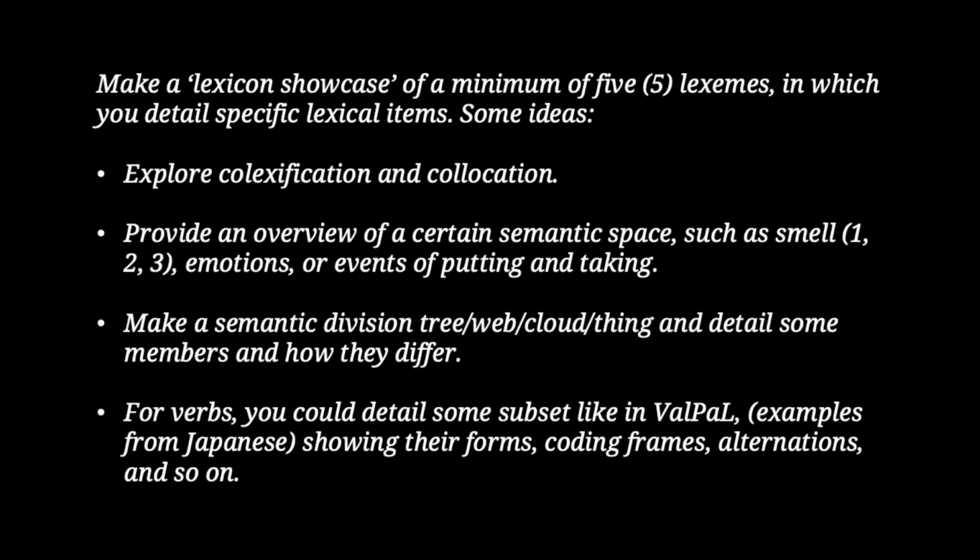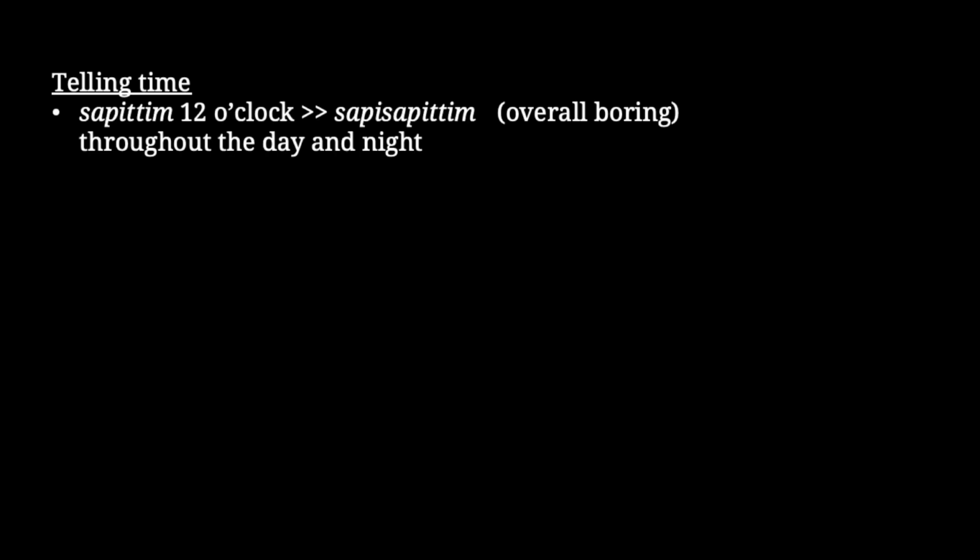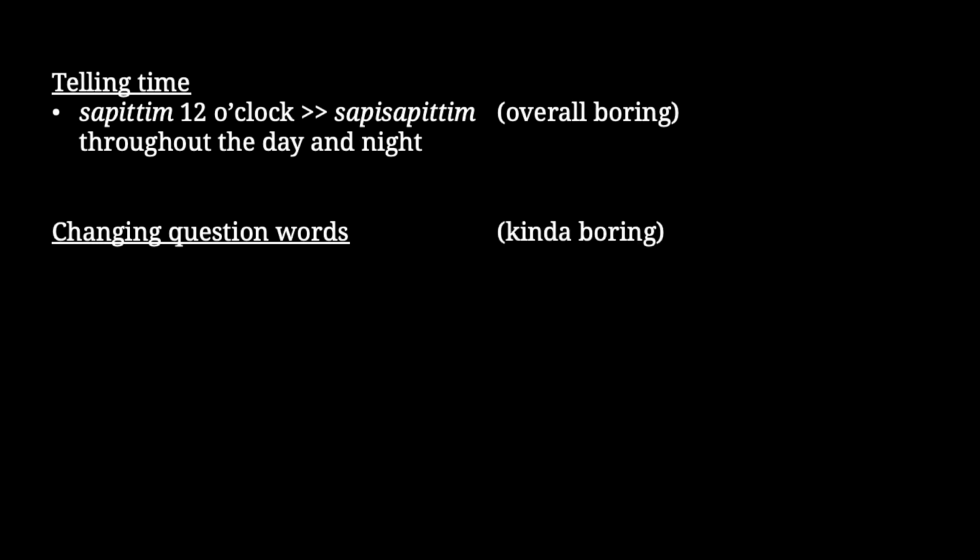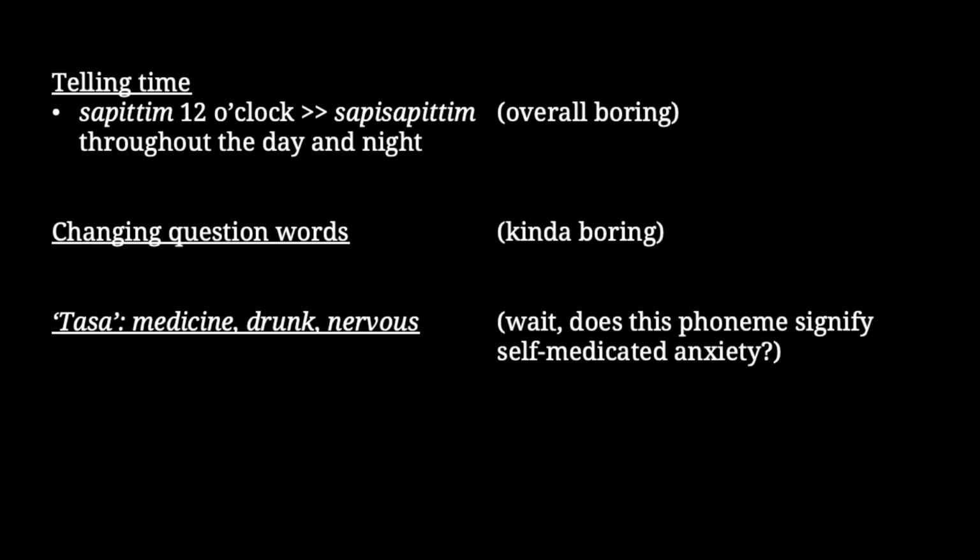And yeah, the Kanguçwan material discusses those Chinese loans, along with telling time, which was overall boring with the exception of my favourite lexical item, sapitim, 12 o'clock, which can be reduplicated to mean throughout the day and night. How question words change when asking about the agent of an action in the past tense, kinda boring. The mysterious morpheme tassa, which apparently is all about medicine and getting drunk and being nervous. Wait, does this phoneme signify self-medicated anxiety? And a section on botanical polysemies, where words for plants and their parts are repurposed to describe parts of machines.